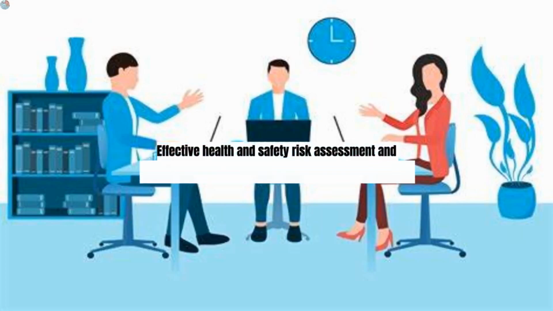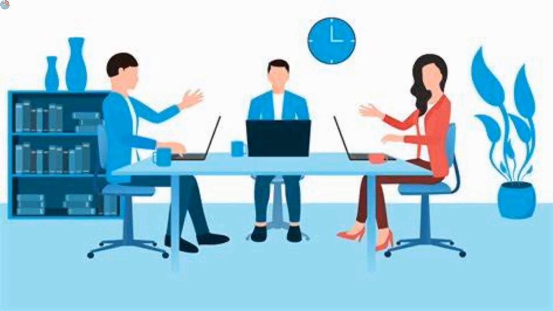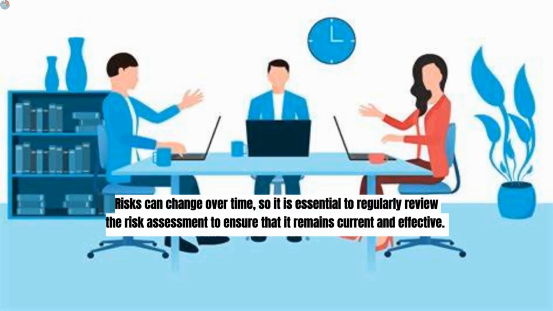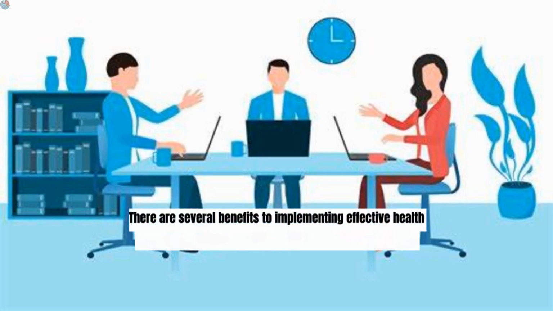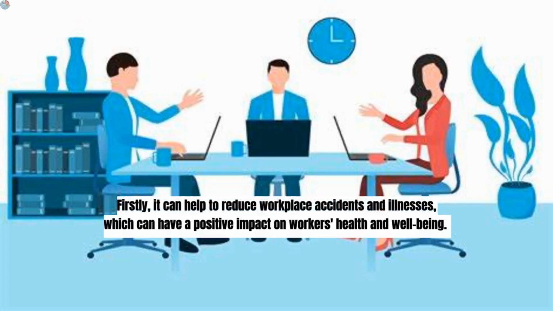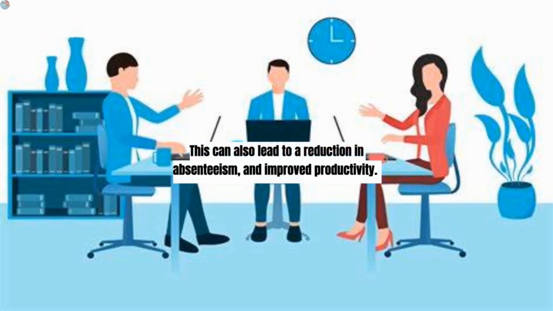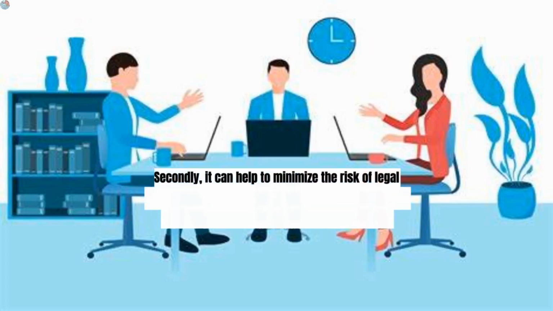There are 4 main ways to manage risks: eliminate, substitute, engineer, and administrate. Eliminating the hazard is the best way to manage risk, but this is not always possible. If the hazard cannot be eliminated, the next best option is to substitute it with something less hazardous. Engineering controls can also be used to manage risk, such as enclosing a hazard or installing ventilation systems. Administrative controls can also be used, such as changing work procedures or providing training to workers.